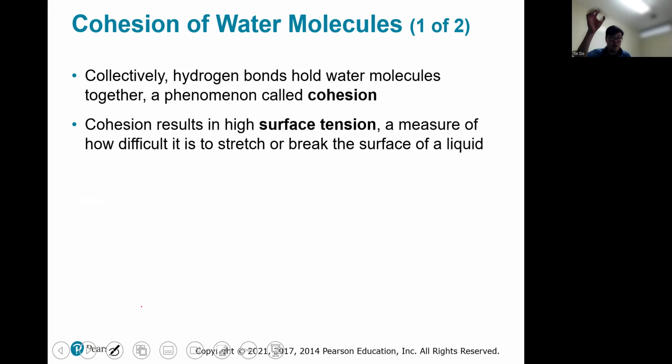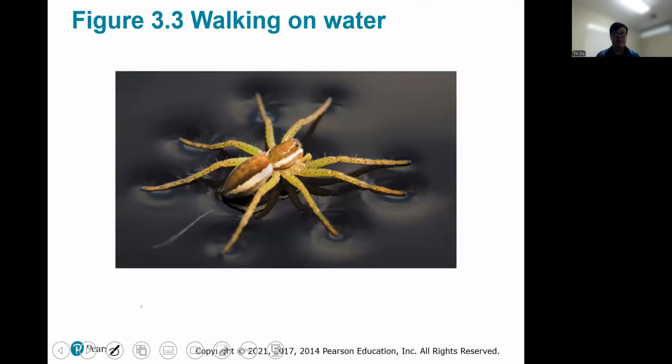But if I dropped a piece of rock onto the surface of the lake or the surface of the water, the rock is going to go straight through down to the bottom. Why? The force that the rock was able to exert overcame the cohesive resistance. So some insects have evolved and adapted so that they are able to distribute the force over a broad area and have the ability to walk on water, such as this water strider.